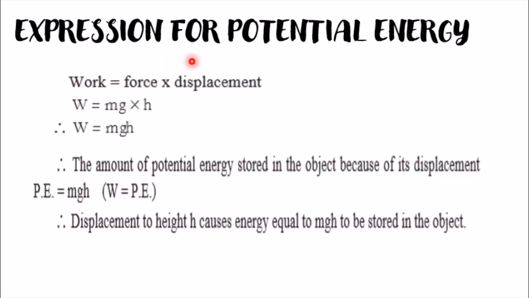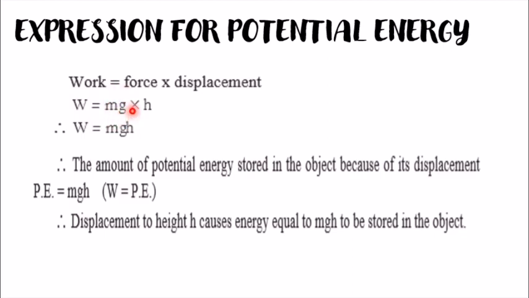Next is the expression for potential energy. Do you all remember the expression for kinetic energy? Kinetic energy was equal to half mv square. Let's learn the expression for potential energy now. Work is equal to force into displacement. We all know that work is equal to F into S. Now here, instead of force, we are taking m into g, that is mass into gravity.